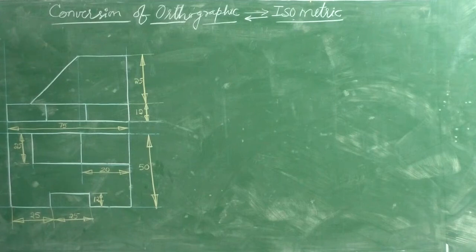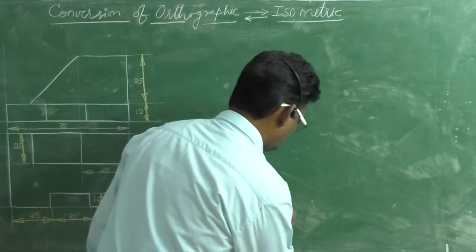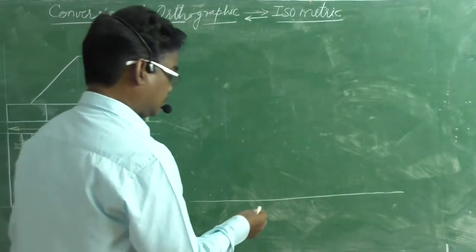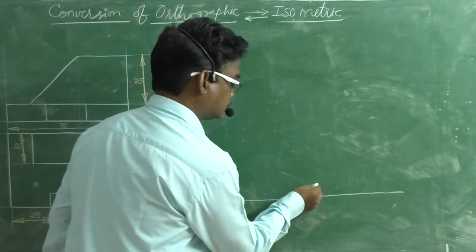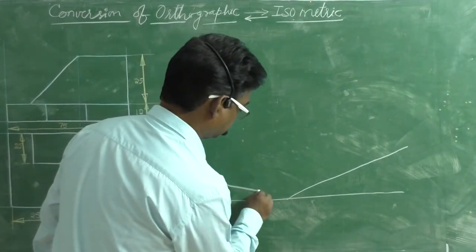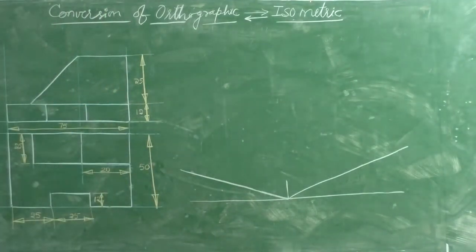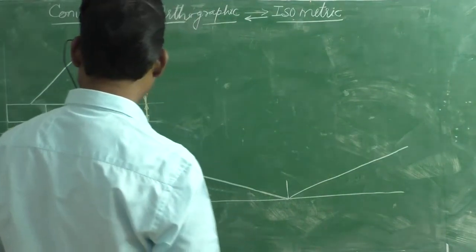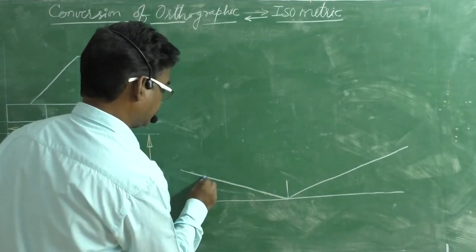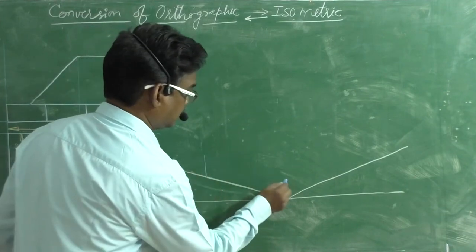Now we will start the respective isometric view. Draw a horizontal line. Draw 30 degrees lines on either side, 30 degrees and 30 degrees. First, draw the rectangular block. And this one is a continuous line and it is having 50. Therefore, from here to here 50, I can place here. And draw 12 mm. And this is 50.